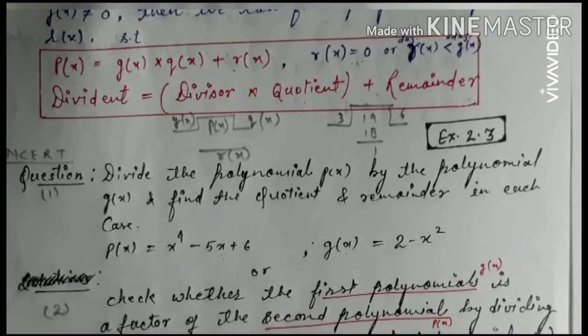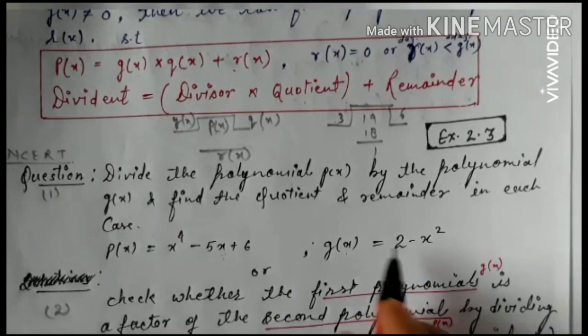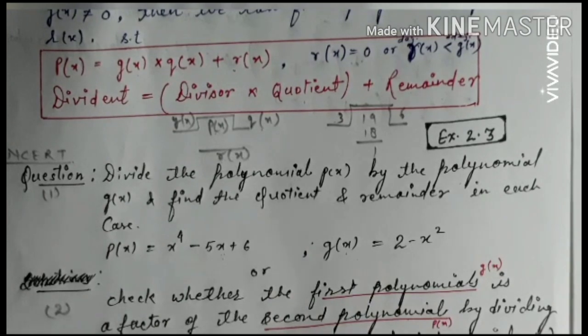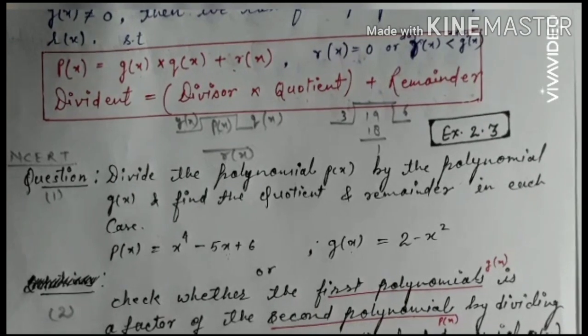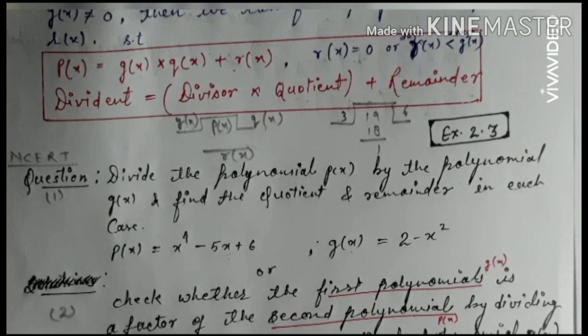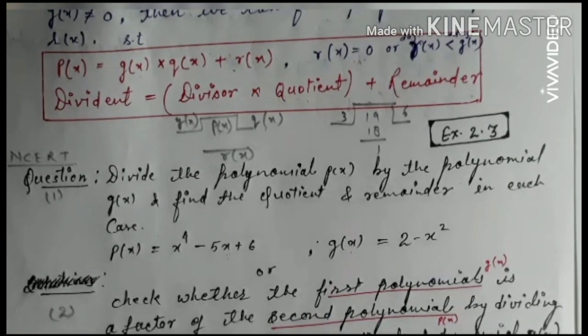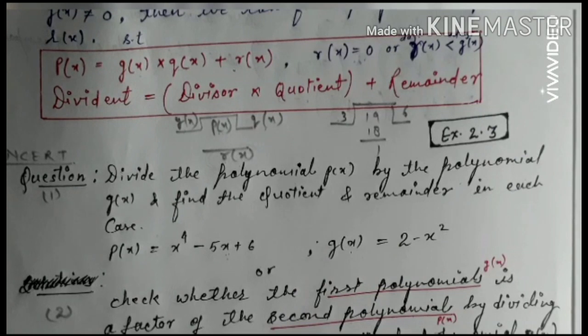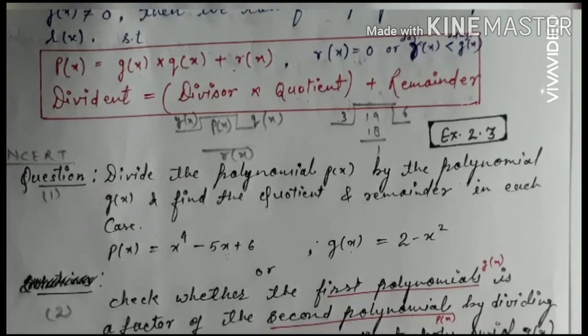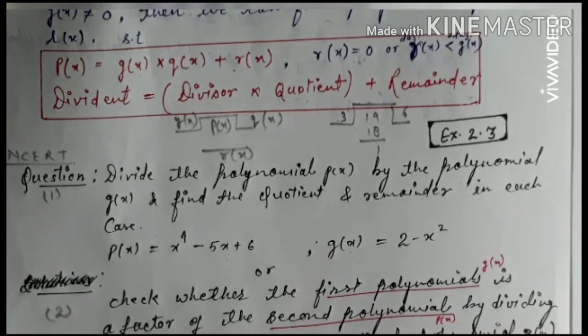Here you have given 2 minus x square. That is your g(x) equal to 2 minus x square. The first thing is to convert this into standard form. So the standard form will be this one, minus x square plus 2. This is quadratic because the degree is 2. Here you take the form ax square plus bx plus c, meaning the square term comes first. So we have taken this one.